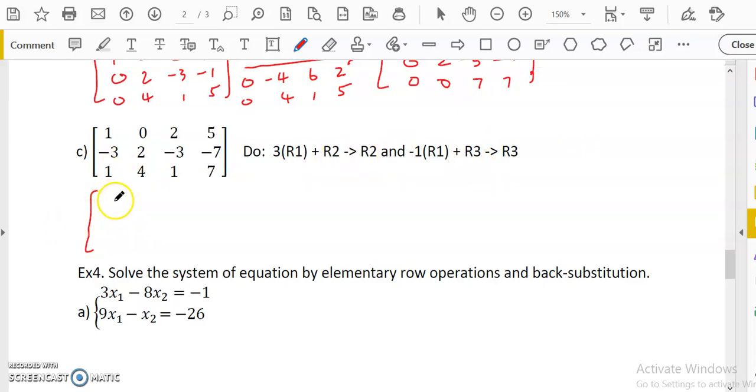Let's do it. So we start off by just writing it. -3, 2, -3, -7, 1, 4, 1, 7.